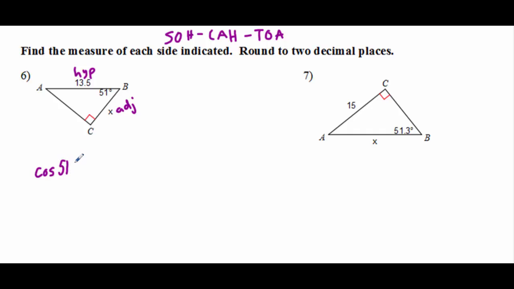Cosine of 51 degrees equals x over 13.5. To solve this for x, I times each side by 13.5, which means that x equals whatever 13.5 cosine 51 is. So I get, again, if I round to two decimal places, this should be 8.50, I believe.